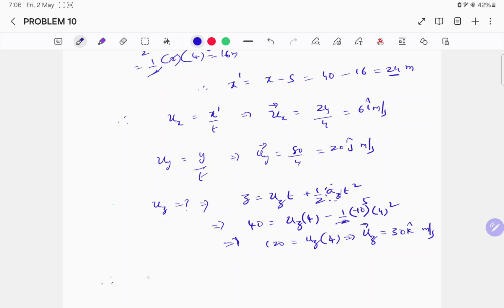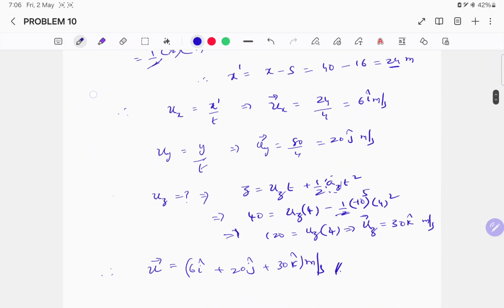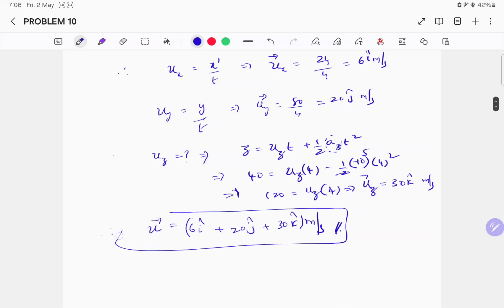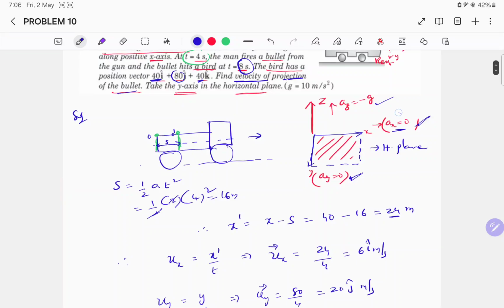Therefore the velocity of the bullet with which he fired is u bar equal to 6 i cap plus 20 j cap plus 30 k cap meter per second, which will be our answer, the velocity of projection of the bullet. Hope you understood this process. And here the main idea is to get to know where accelerations will be 0 and where acceleration will be there. Thank you.